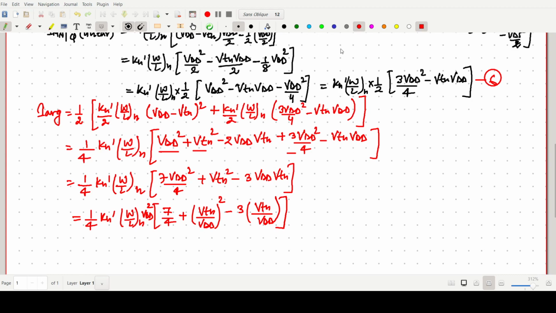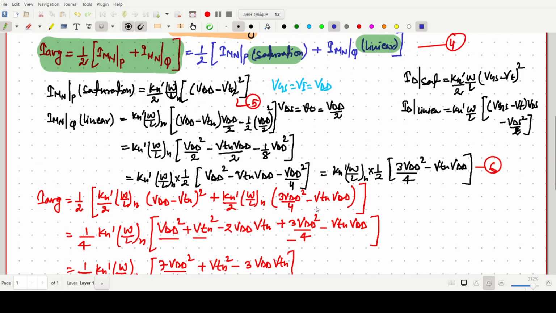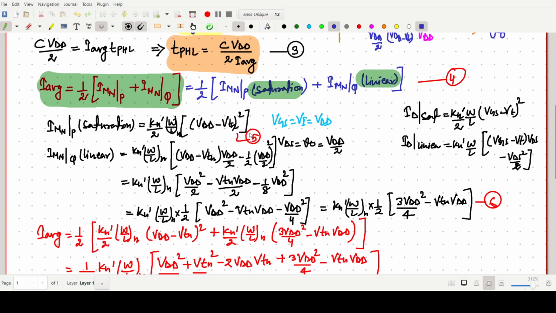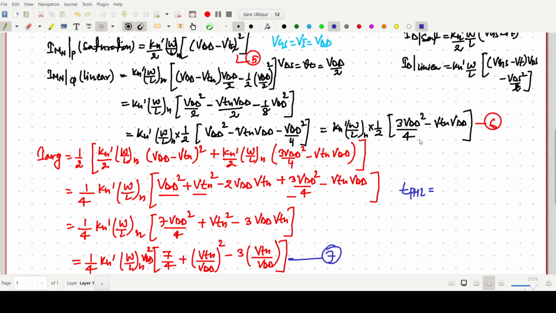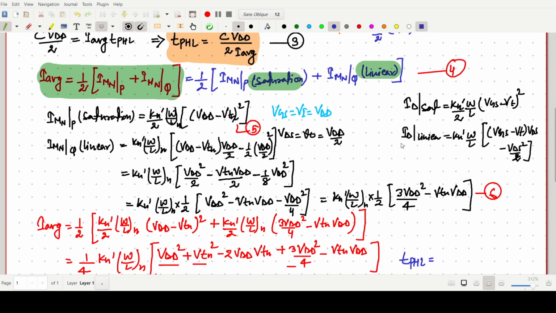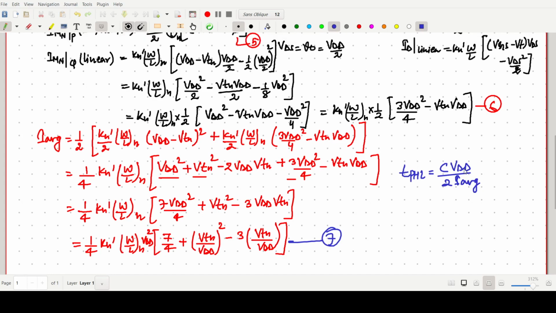Okay, so this one is the I average stuff. Take this as equation number 6 or 7. Now, what is our main equation for the tau PHL, the propagation delay from high to low? Once again, it is C VDD by 2 I average. Once again, you can check.